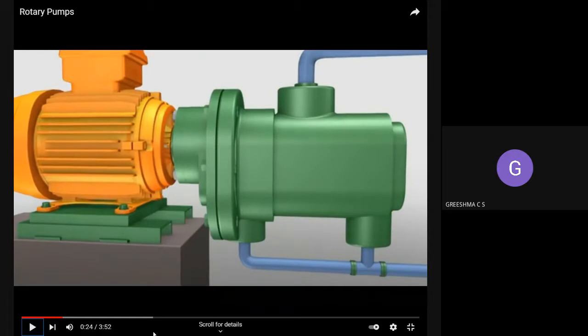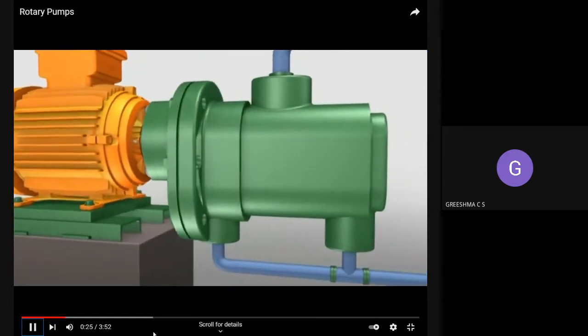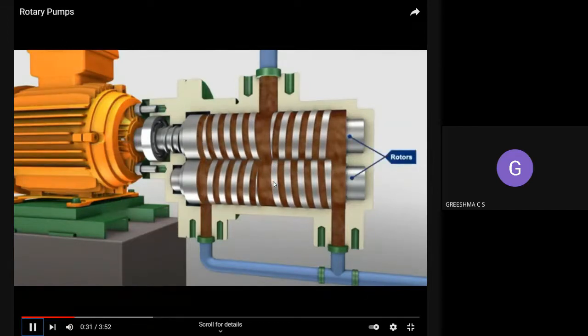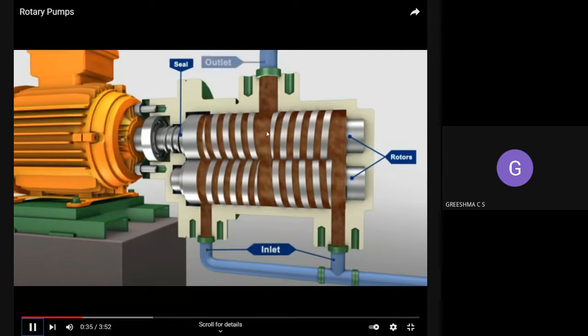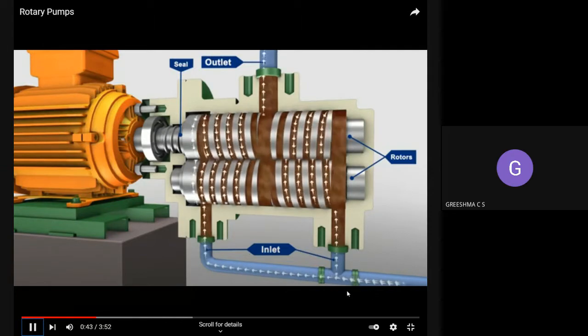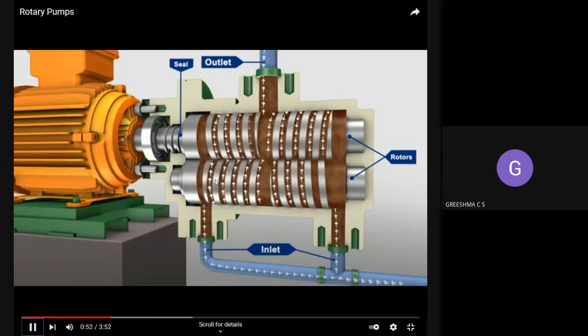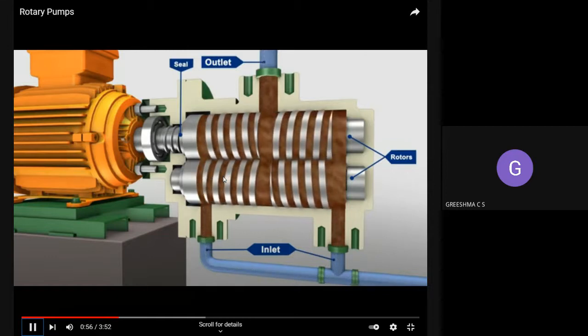So see this, this is a rotary pump. This is the inside. You can see the gears that are provided. In this picture you have seen the two gears which are rotating in the opposite direction. Because of that, a pressure will be created and water will be forced through the suction pipe.